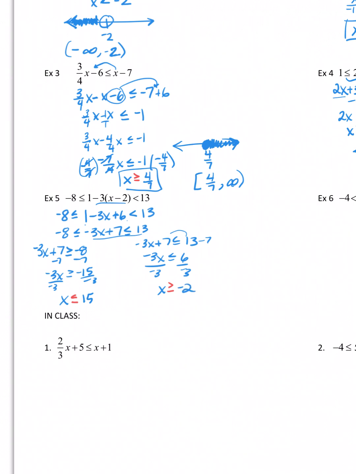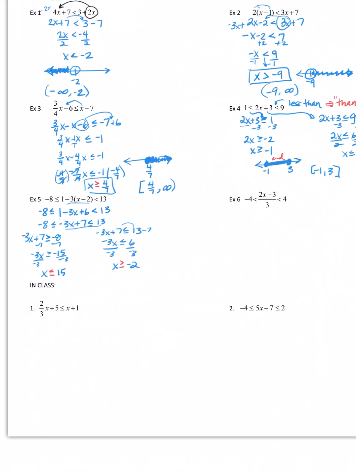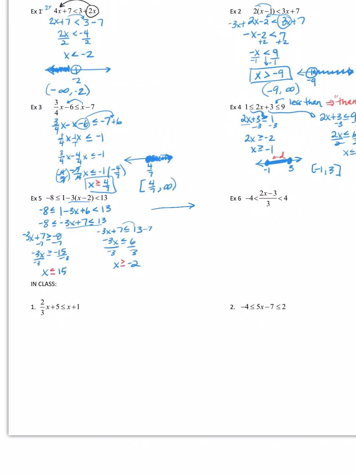Okay, so on a number line, what are we looking at here? We have a 15 and we have negative 2. They're both or equal to's, and you would shade in between. So interval notation would say negative 2 to 15. So all of this is my solution.